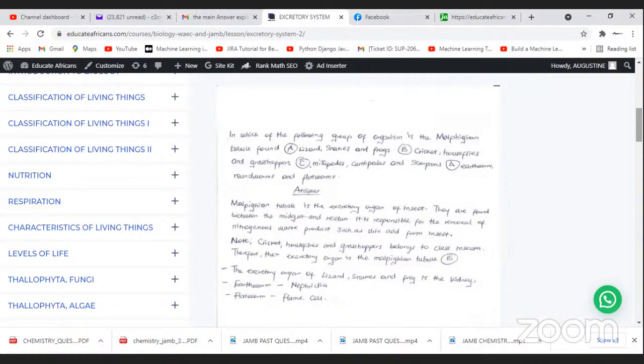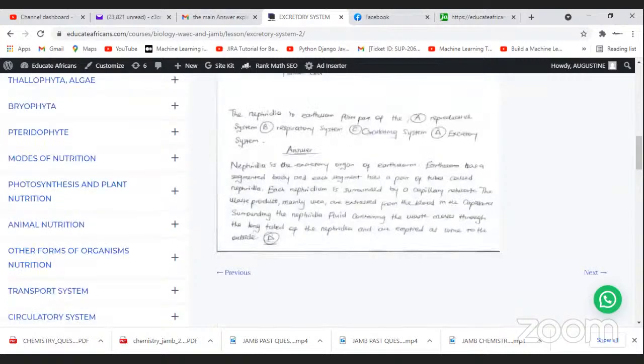It is responsible for the removal of nitrogenous waste products such as uric acid from insects. Note, crickets, house lice, grasshoppers belong to the class Insecta. Therefore, their excretory organ is the Malpighian tubule. The excretory organ of lizards, snakes, frog is the kidney. There's a mix up here. But the earthworm is the segmented one and the flatworm is the flat one.